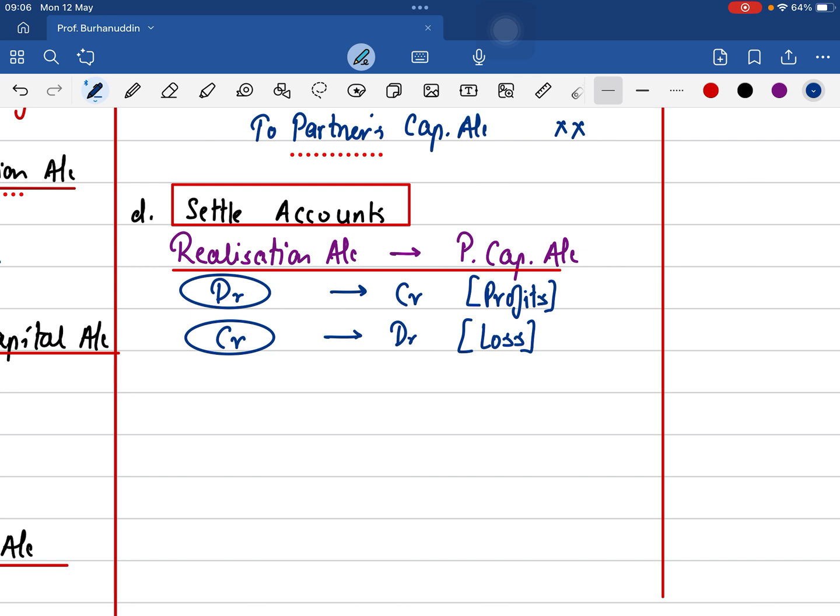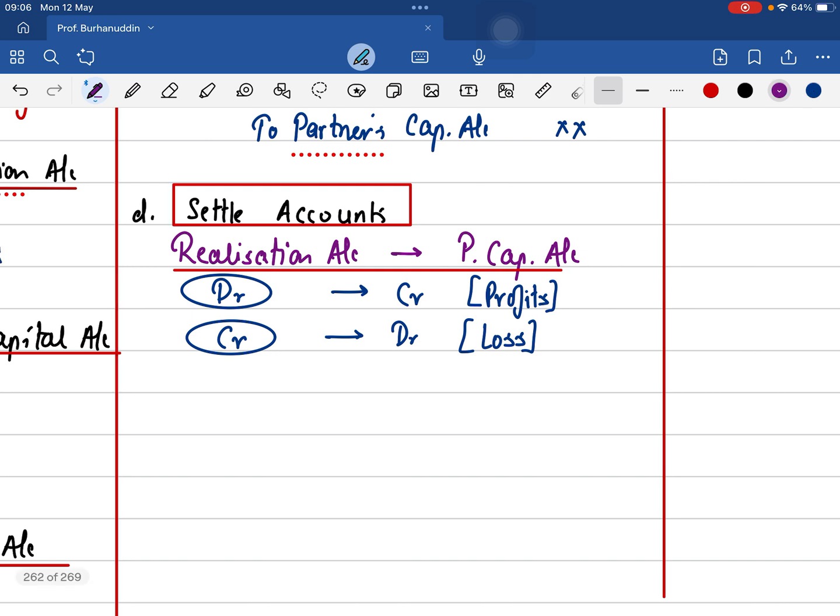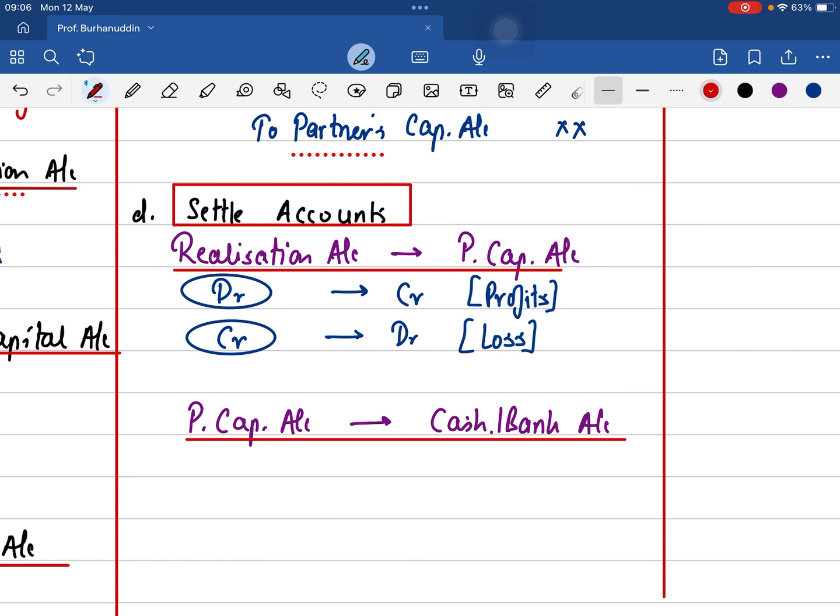Now you're going to close what account? Partner's capital account. Perfect. It is transferred to what account? Cash bank account. And this is the final settlement. This is where the accounts are settled, like closed. So your cash account must tally over here. That you need to remember.